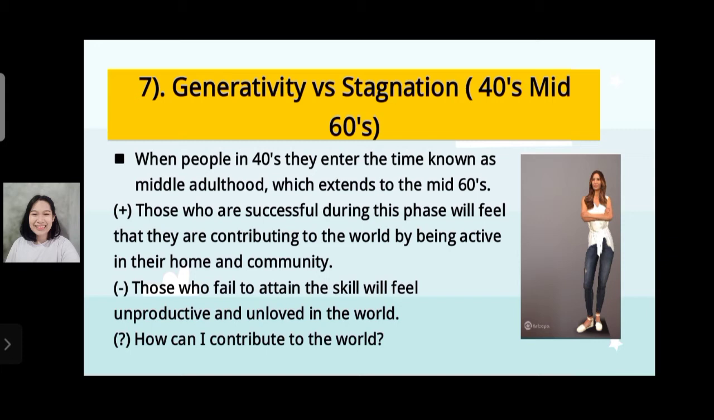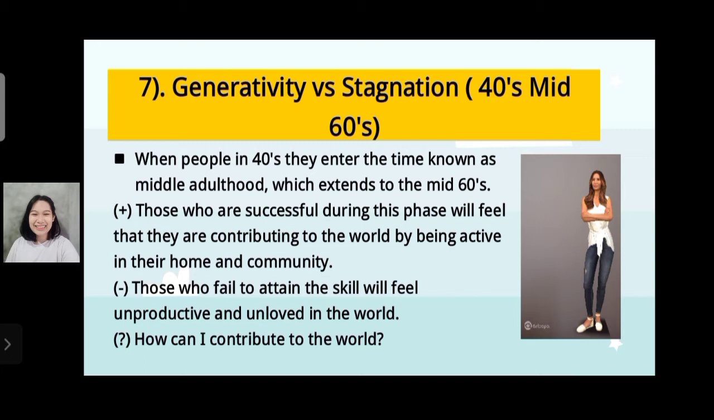So positive, those who are successful during this phase will feel that they are contributing to the world by being active in their home and community. Negative, those who fail to attain the skill will feel unproductive and unloved in the world. So I think people, we are sometimes predicting ourselves, right? In 25 I'm going to marry this guy, in 30 I will have kids, when I reach 32 I will be married na, 'di ba?